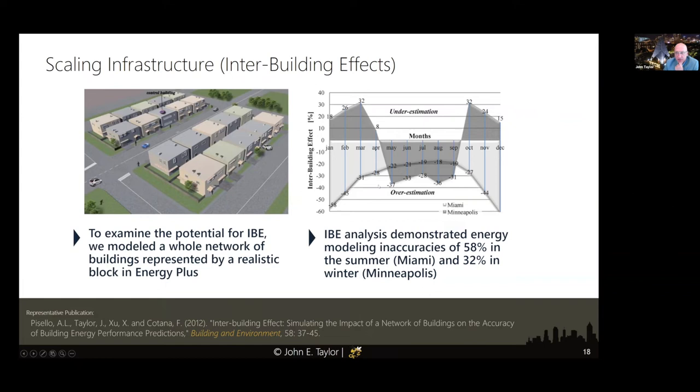And so to examine that, we actually took that same group of buildings and placed them in the hottest and the coldest cities in the United States, just to see the extremes of what the effect may be. When we placed that block in Miami, considering the buildings around it led to modeling inaccuracies of 58% in the summer in Miami and 32% in the winter, which are substantial differences. So if we start to think of infrastructure in terms of networks as opposed to individual buildings, there's also something interesting to learn.